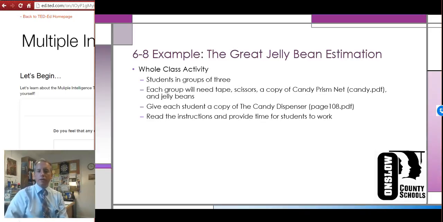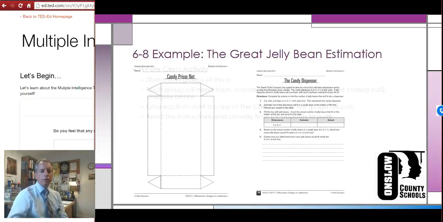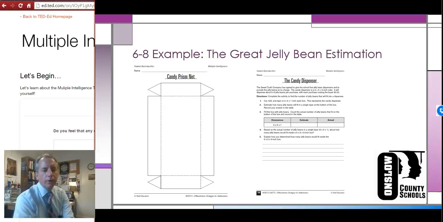So the whole class activity, getting us all started at the same place. Kids are going to work in groups of 3. They're going to need the candy prism net and the jelly beans, and they're going to get this handout on the candy dispenser. And kids are going to get some time to work. So this is what those 2 sheets look like. You can see the pretty typical prism net here that they can cut out and fold up. And you can see on the handout there, hopefully it's big enough for you to read.